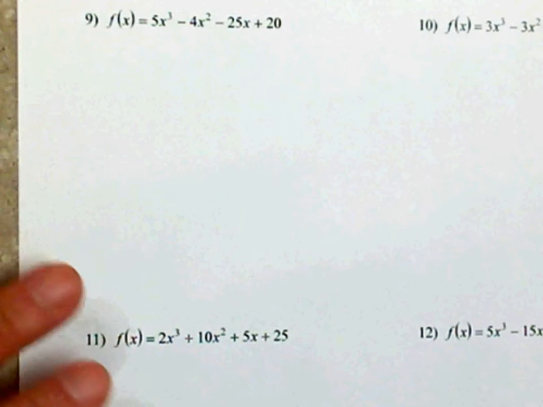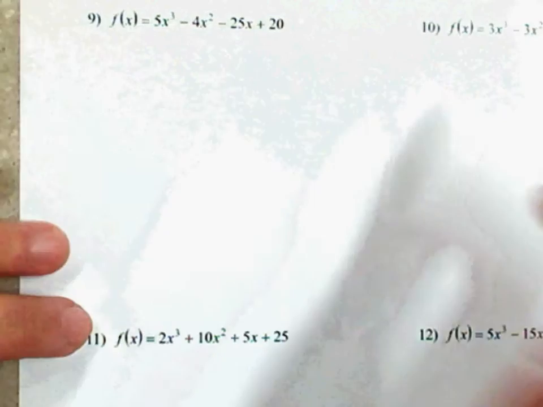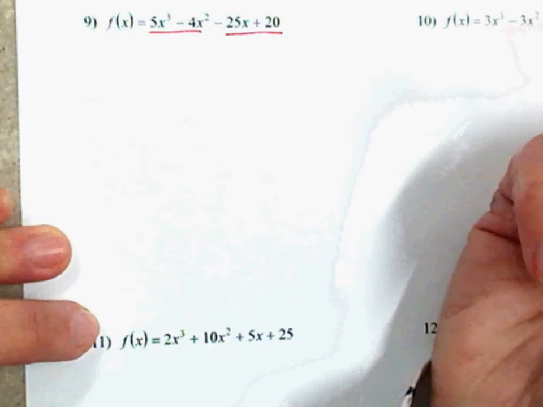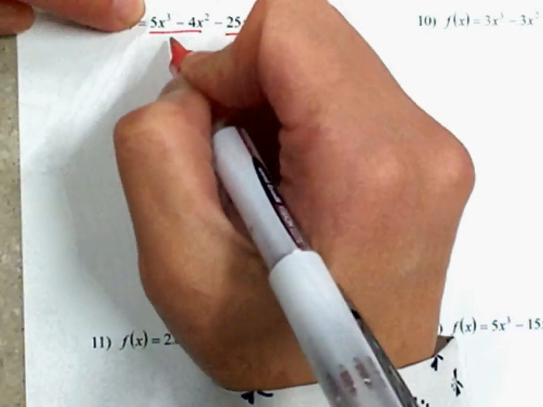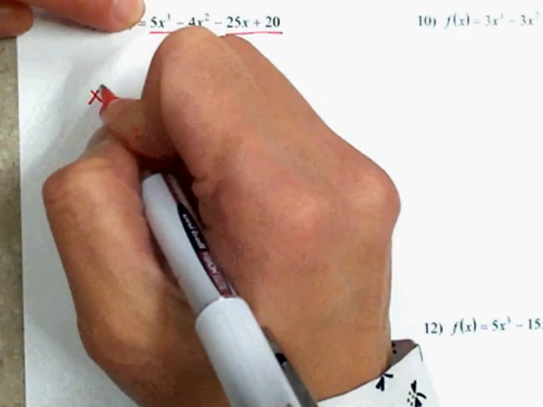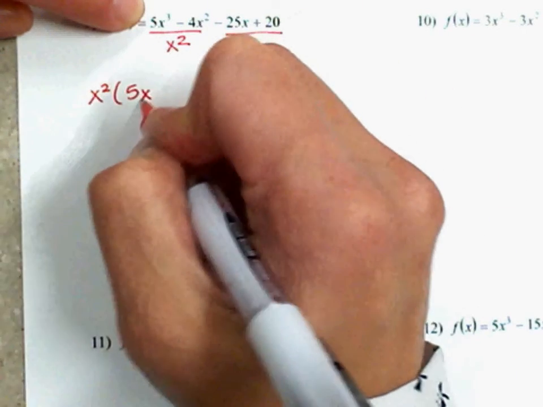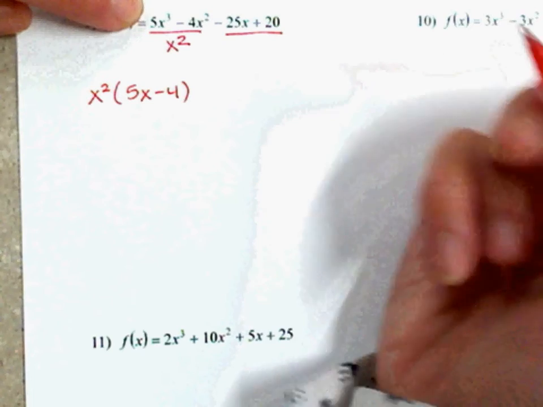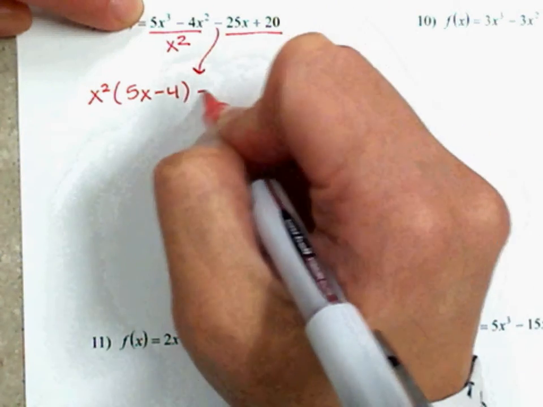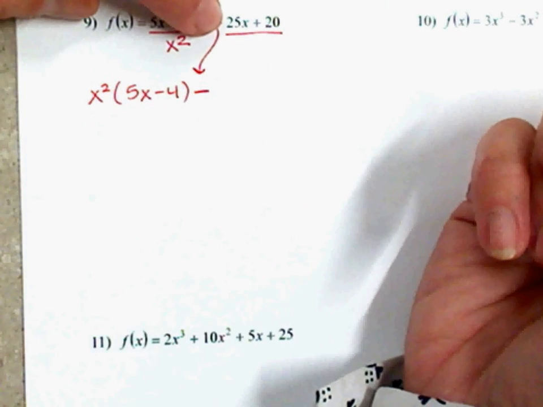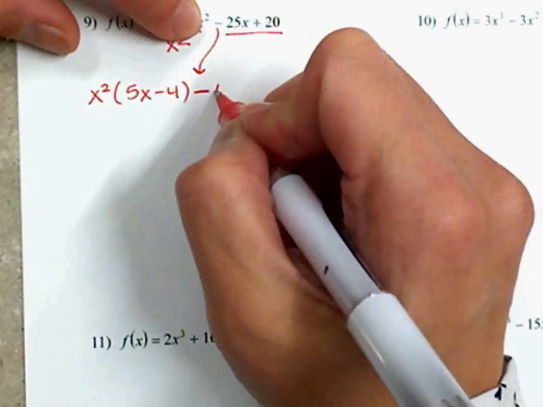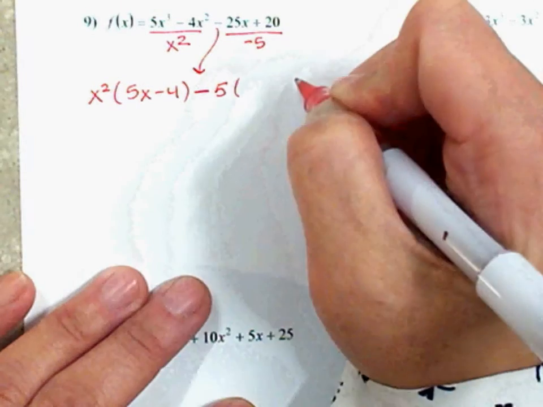Number 9. Here we go again. Group the first two, group the last two. What do these two have in common? Just x squared. So I'm going to factor out x squared, and you have 5x minus 4. You see that minus sign? Keep that minus. What do those two have in common? A 5. So I'm going to divide everything by 5. That's what you have left.